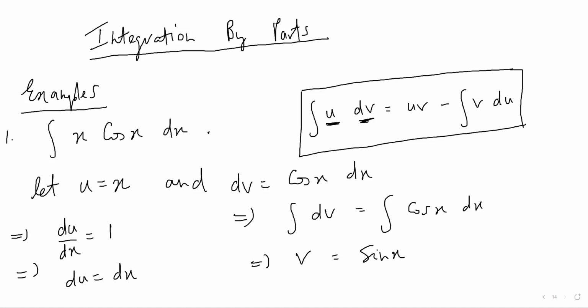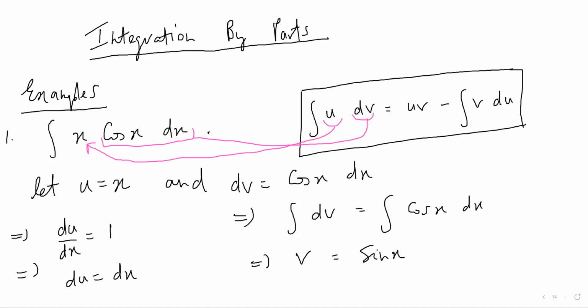So basically, what we decided to do in our case here is assign u to x, by saying let u be equal to x. And then the remaining thing in the integral is cos x dx, and that's what we assign to dv. So we assign dv to the remaining thing in the integral.